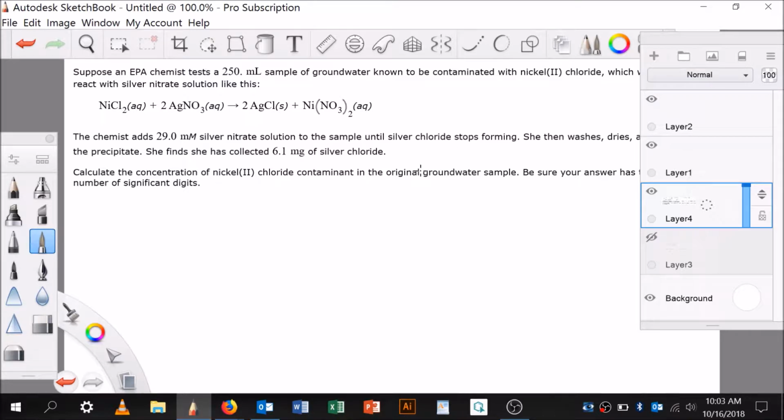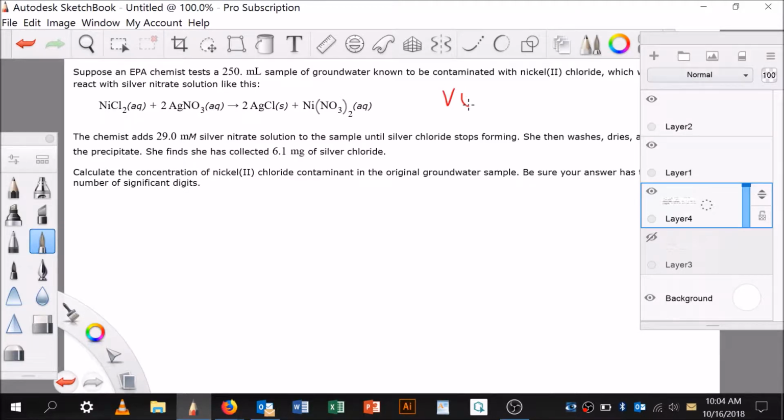So immediately what I'm going to do is start making notes, because there's just too much here. After I've made my notes, I'm going to try to identify what it is I'm really looking for. So I have a 250 ml sample of groundwater, contaminated with nickel 2 chloride.